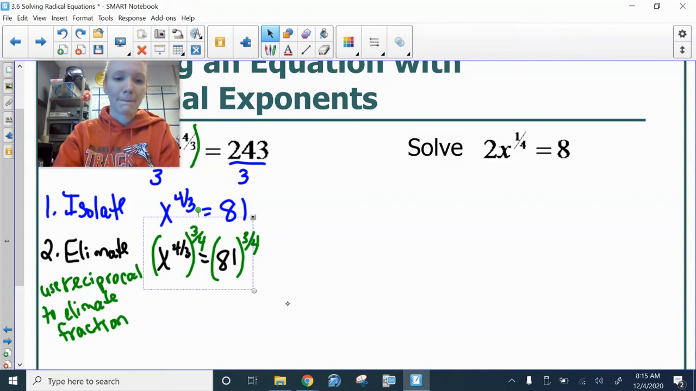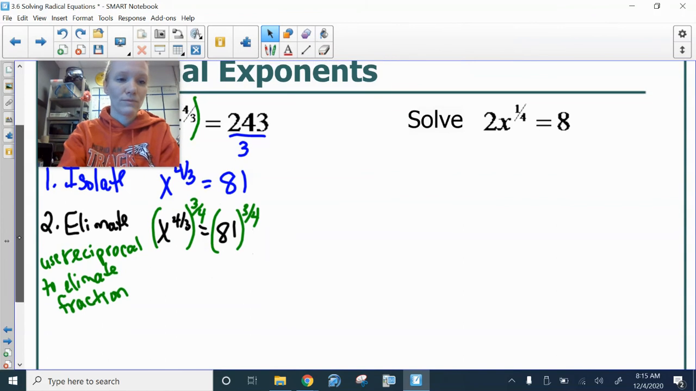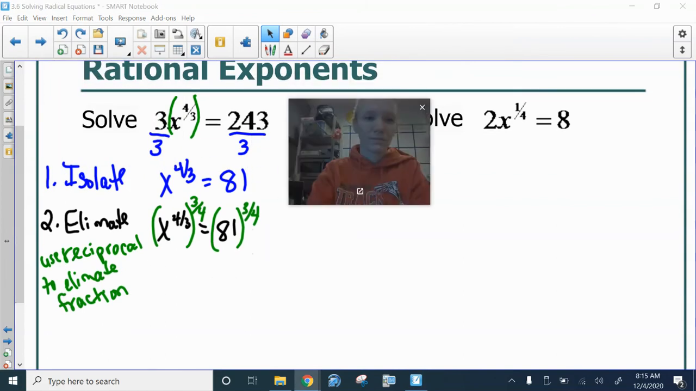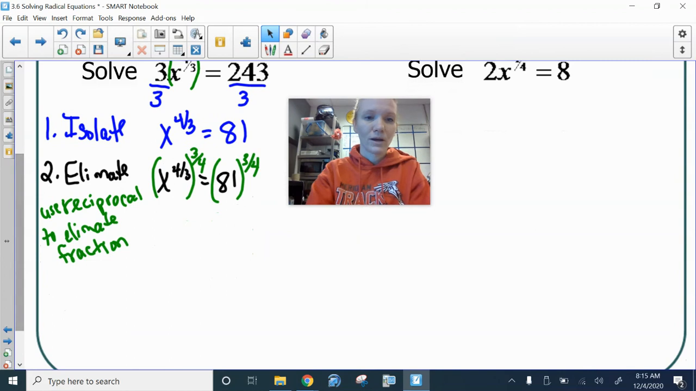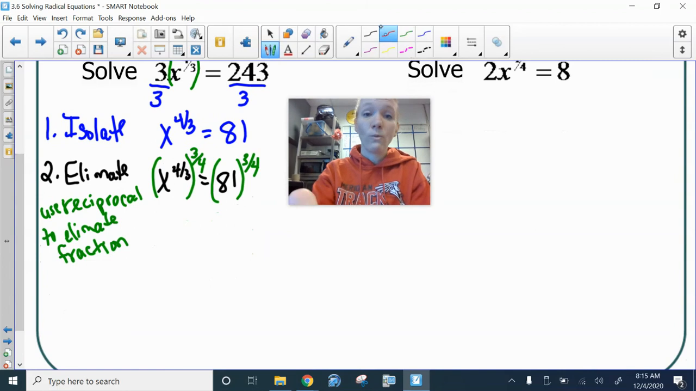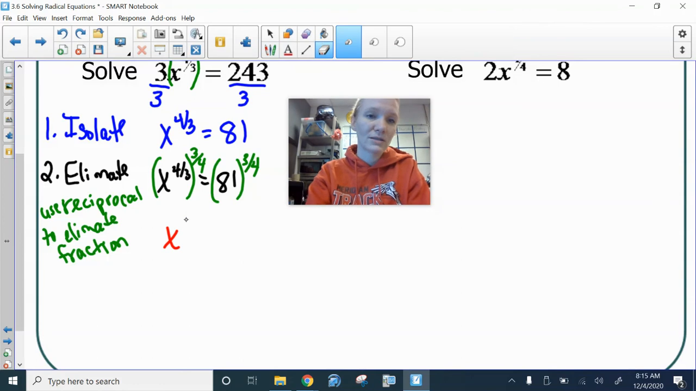Okay. All right, so the reason we want to do that is because my 3 times 4 on the top would be 12, 3 times 4 on the bottom would be 12, so really this gives me x to the 1st, which is just x. So we've eliminated the exponent, and now I can just type this into the calculator.